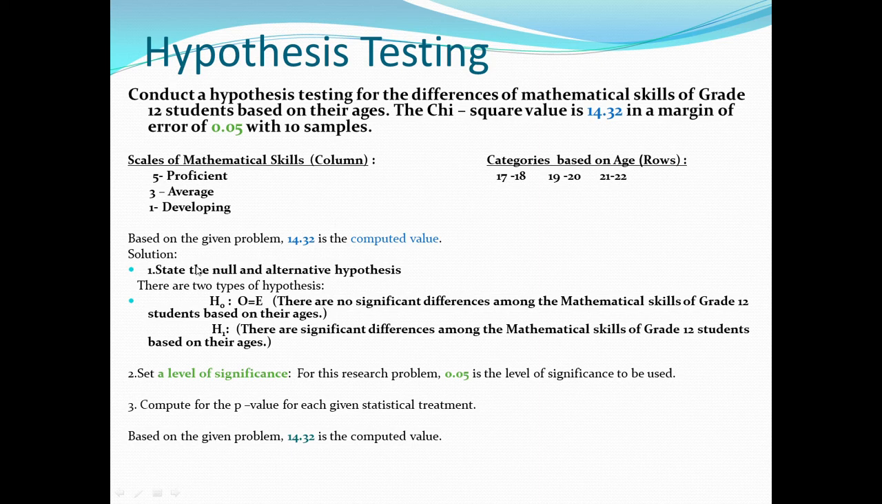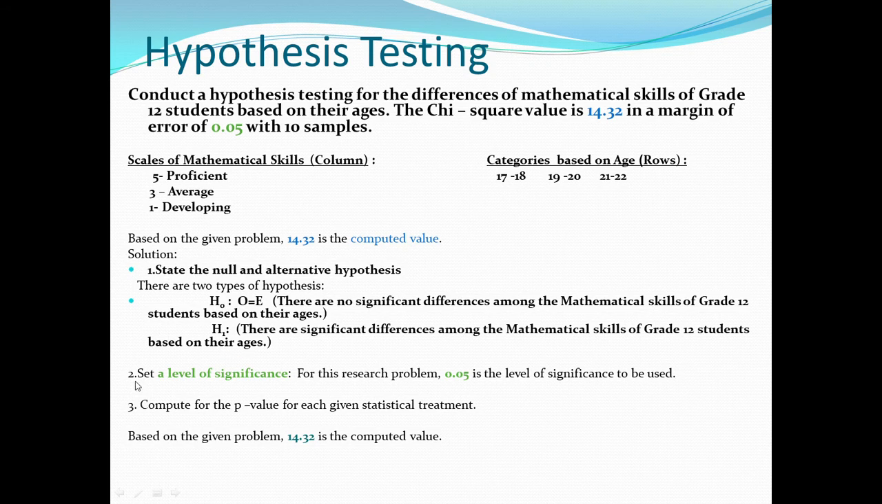Okay, the first step is to state the null and alternative hypothesis. Okay, so yung null and alternative natin for this problem is that there are no significant differences among the mathematical skills of grade 12 students based on their ages. And for the alternative, there are significant differences among the mathematical skills of grade 12 students based on their ages. Okay. So, ayun, na-state na natin yung ating mga hypothesis, yung null and alternative. Okay, saan natin siya kinuha dito? Sa ating problem. Since we are looking for the differences.